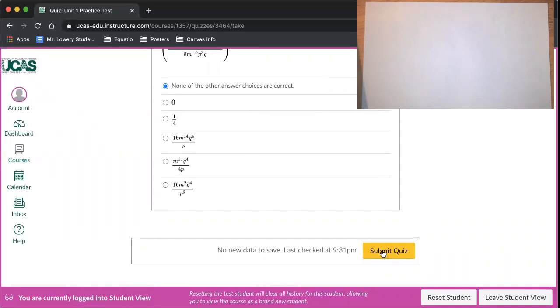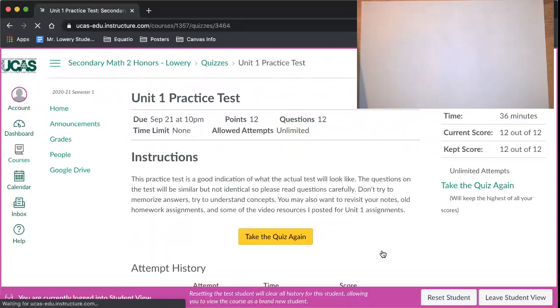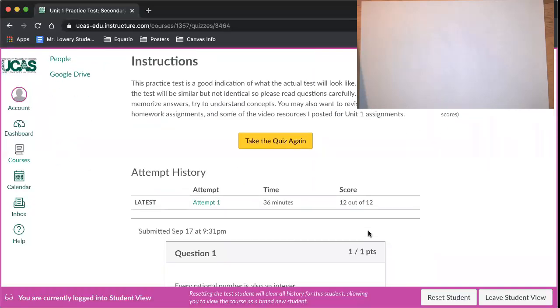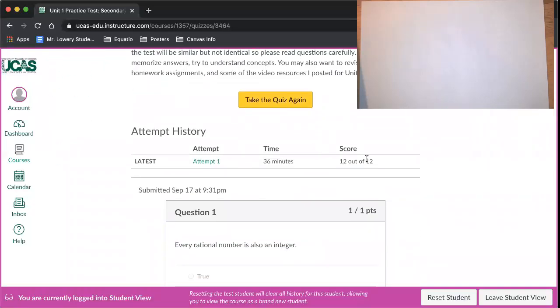Okay, I'm going to submit, and hopefully if I wrote my quiz right, I should have 100%. And if we didn't, then maybe I need to go back and look at some of these. So fingers crossed. Okay, 12 out of 12. Looks good. Took me 36 minutes, and that's with explaining everything. So I don't think this should take you very long if you understand what you're doing.